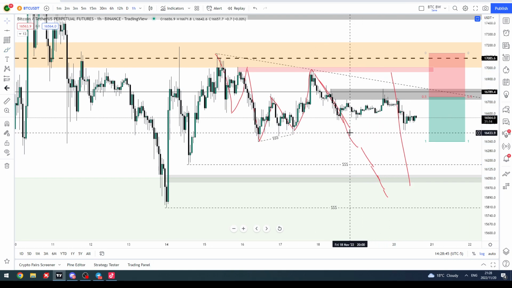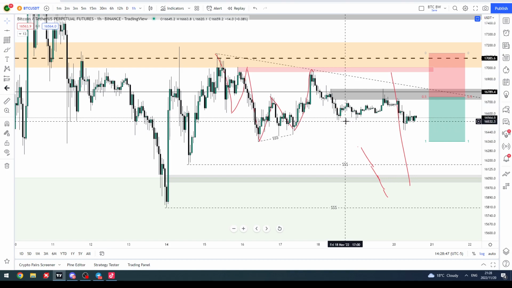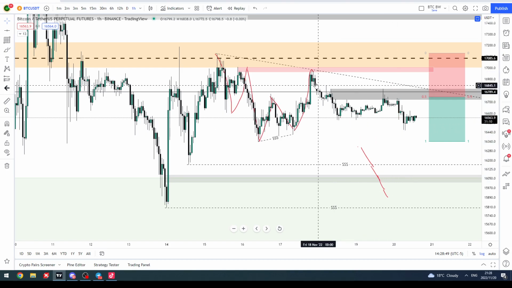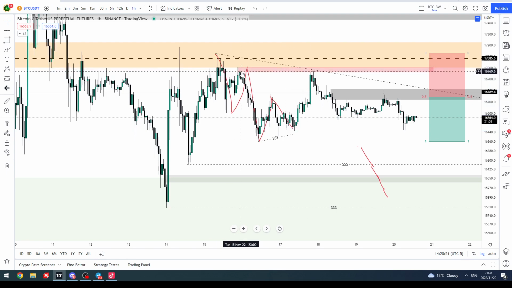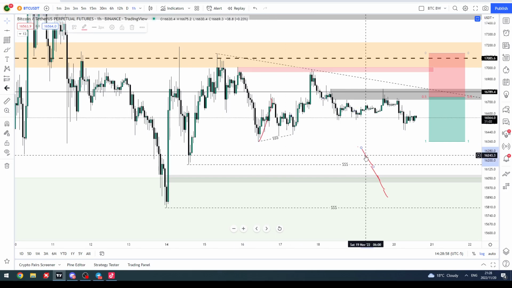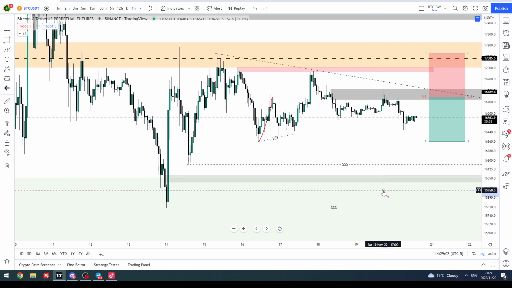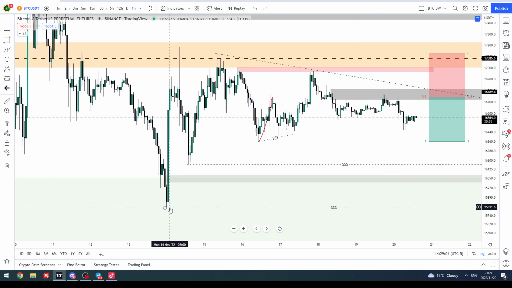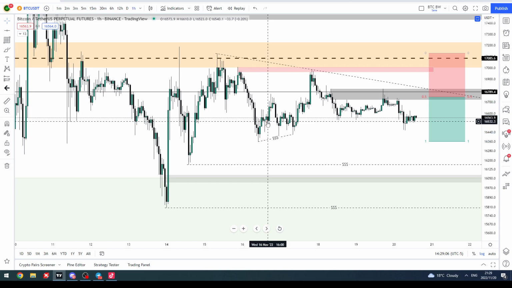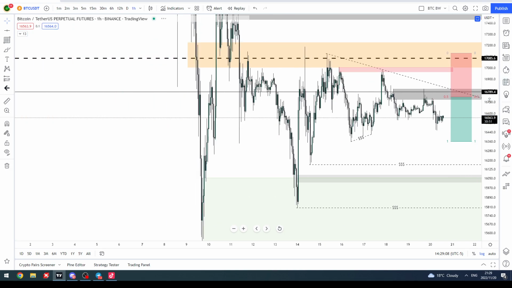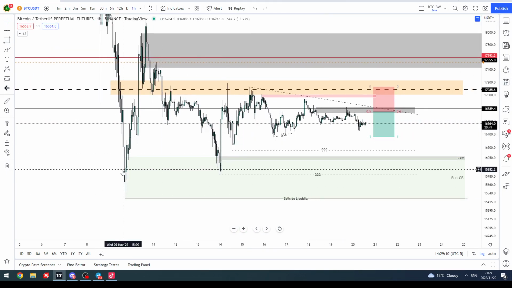Overall, it looks like it wants to push down, and if that's the case, then we need to be looking at which areas we can enter in if it is pushing down, and where it is most likely to go, or where the draw on liquidity would be. It would be below the areas that we have marked already with the dollar signs, and you can see it's these lows, and finally, if it really wants to, the lows down here.